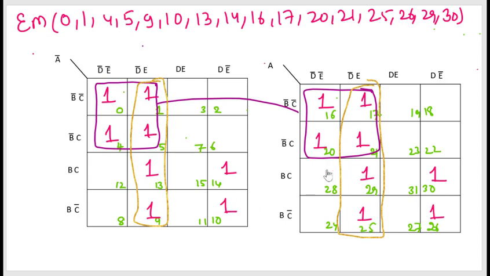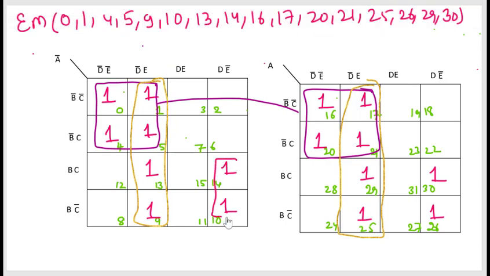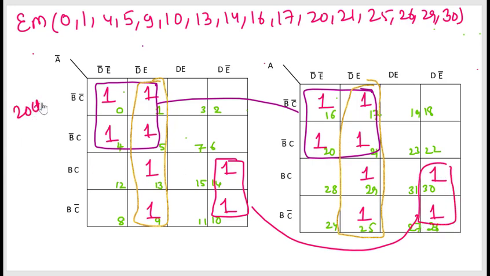That means you can form a quad. That means you're going to take these two ones and these two ones, you're going to form a quad. So you have two octets plus one quad. We'll try to write the expression for y.